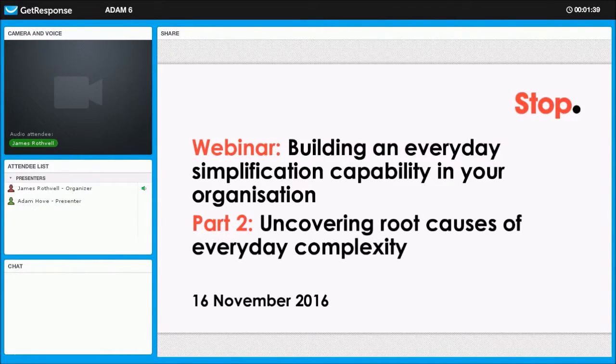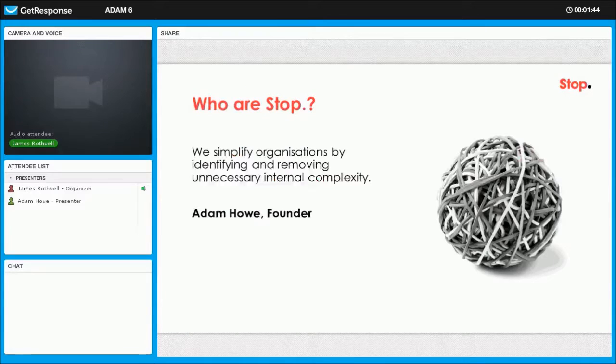So my name is Adam Howe. I am one of the founders of STOP. We simplify organizations by removing unnecessary internal complexity. Today we're going to focus on a toolkit to identify the real root causes.